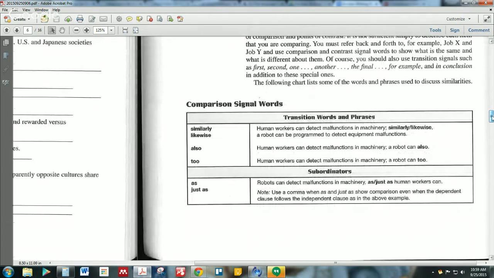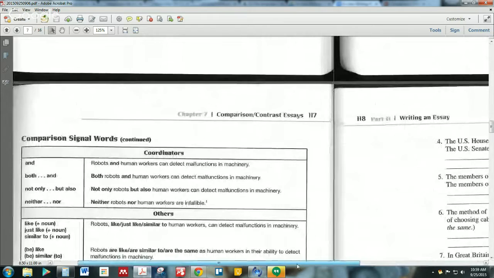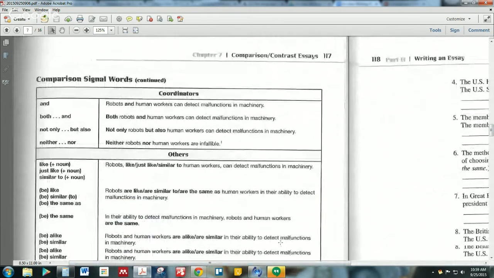And so you need some signal words. Okay, so these are comparison signal words. When you're talking about similarities, these are a list of signal words that continue on to the next page. Again, I hope I'm not making you sick.